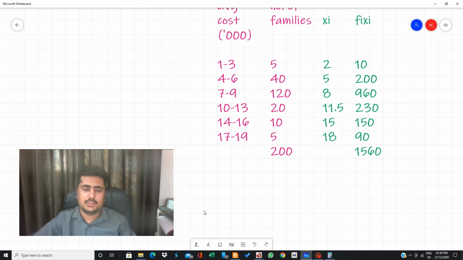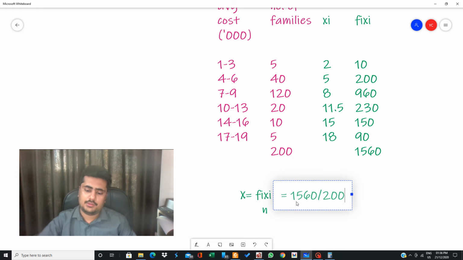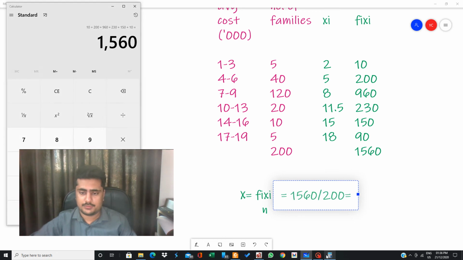Now to find mean, x bar is fixi upon n. Now what is fixi? It is 1560 upon n, which is 200. So this is 1560 upon 200. That is 7.8.